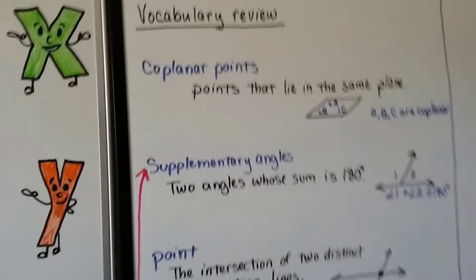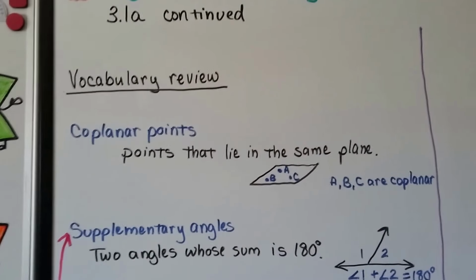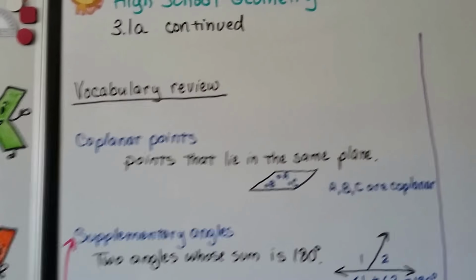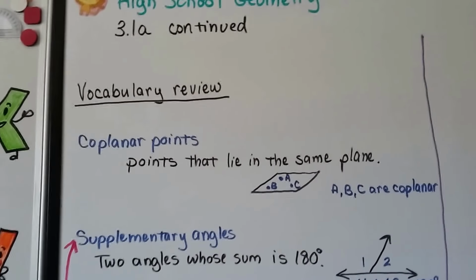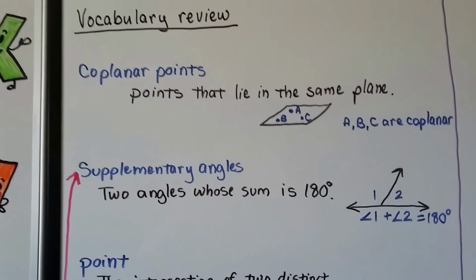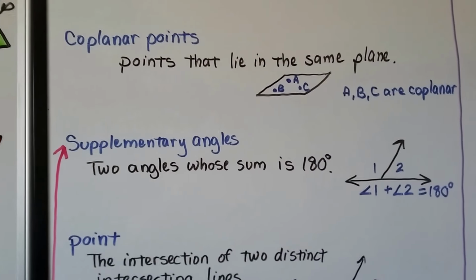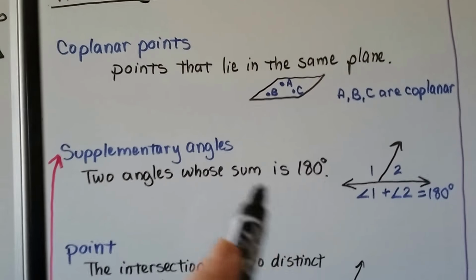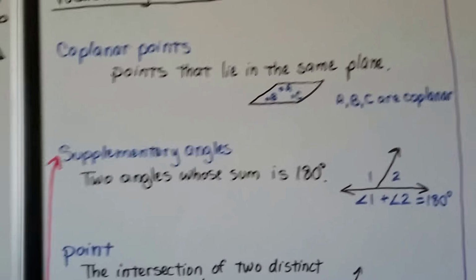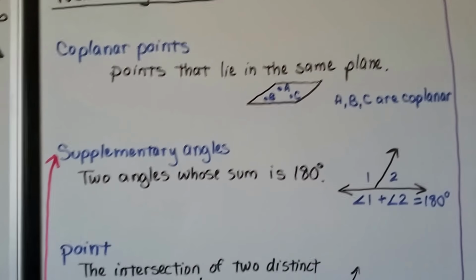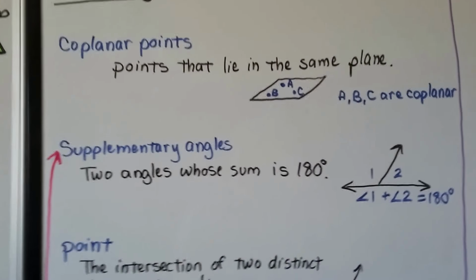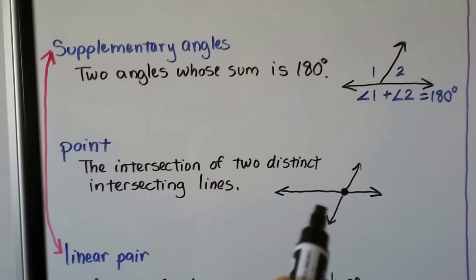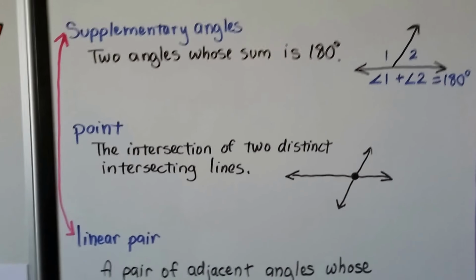So we're going to do a quick vocabulary review because it's really important you know the meaning of these. Coplanar points, those are points that lie in the same plane. So A, B, and C are coplanar. They're all lying on the same plane. Supplementary angles, those are two angles whose sum is 180 degrees. And they could be right next to each other, adjacent to each other, or they could be separate from each other. But these two, angle 1 and angle 2, equal 180 degrees. Therefore, they're supplementary angles.